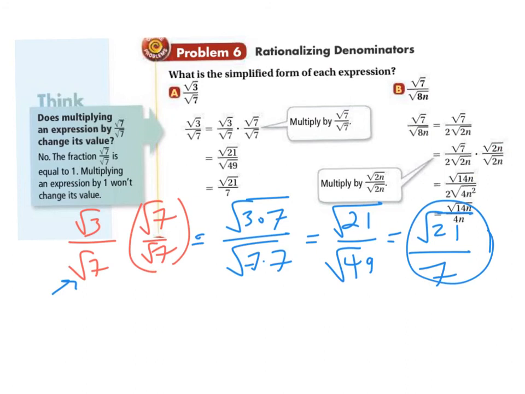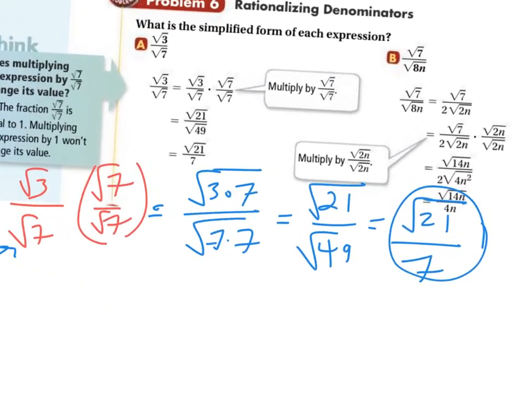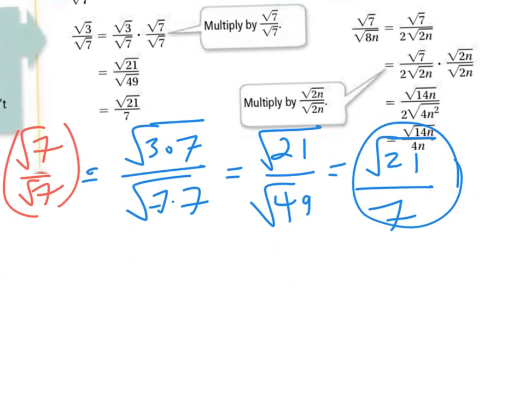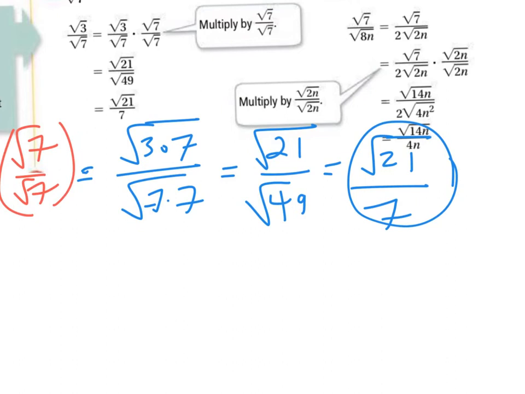So 2n times 7 is 14n, still under the radical. And 2n times 2n is 4n squared inside the radical there, 2 staying on the outside. And then when we go back and decide to simplify, that 14n stays on the top. There's no perfect square to come out. And on the bottom, obviously we can pull out the 2n and multiply it times the 2 and get 4n.